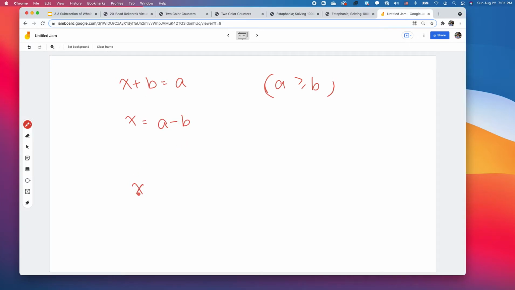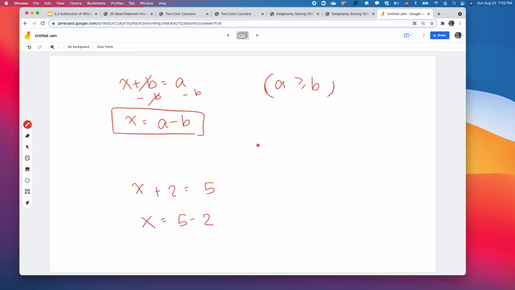For example, if x plus 2 is 5, how do we find x? We find x as 5 minus 2. You subtract 2 from each side. So in algebra, you did this a lot of times, right? Plus b minus b makes 0. So x plus 0 is x, and you have a minus b on the right hand side. So that x is a minus b.